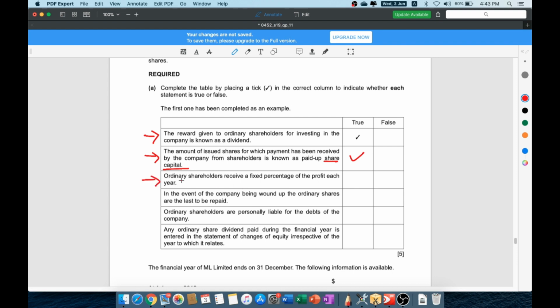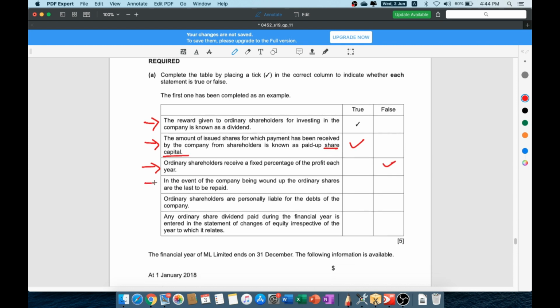Next one. He says ordinary shareholders receive a fixed percentage of the profit each year. That is wrong. He's trying to confuse you because ordinary shareholders, their cut of the profit each year may vary. It's the preference shareholders who always receive a fixed percentage of profit. So this becomes false.